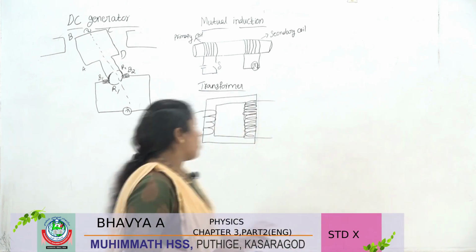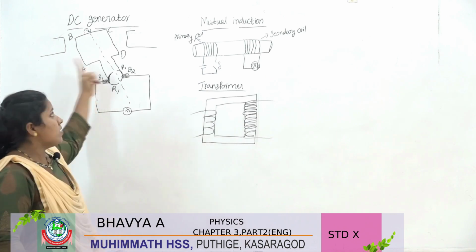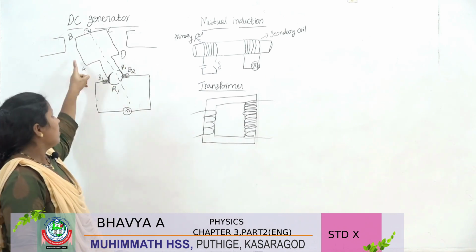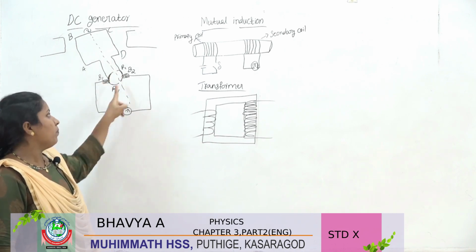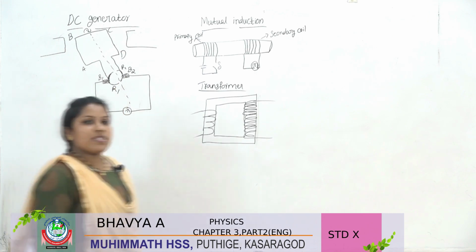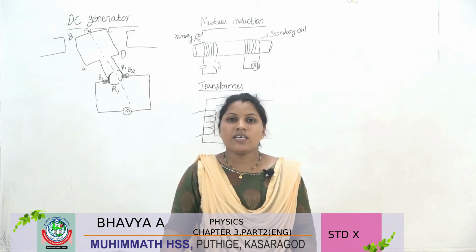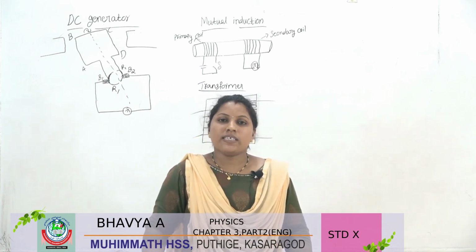See here the picture of a DC generator. This is the magnetic field. Then this is an armature. These are brushes B1 and B2. These are split rings. We are using split rings in a DC generator.